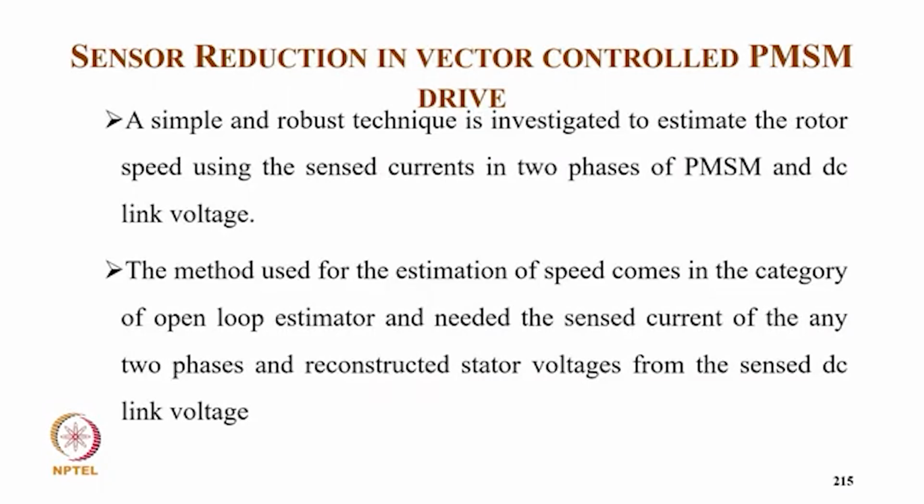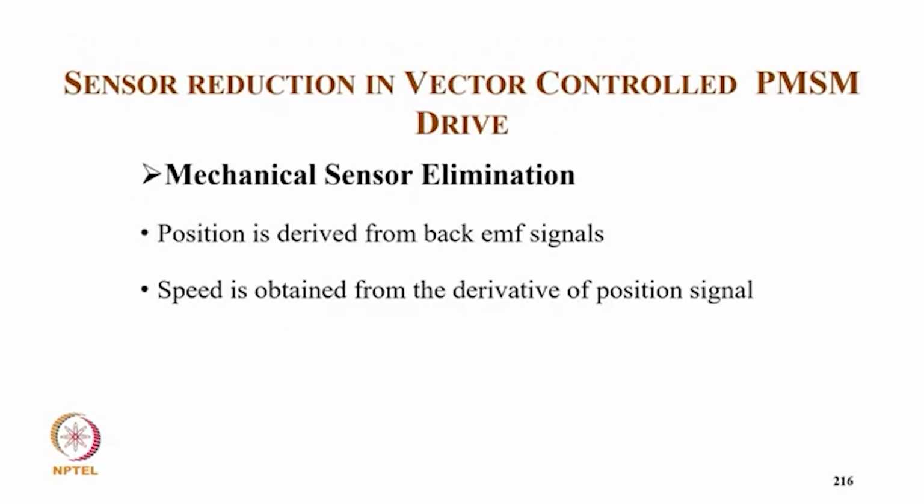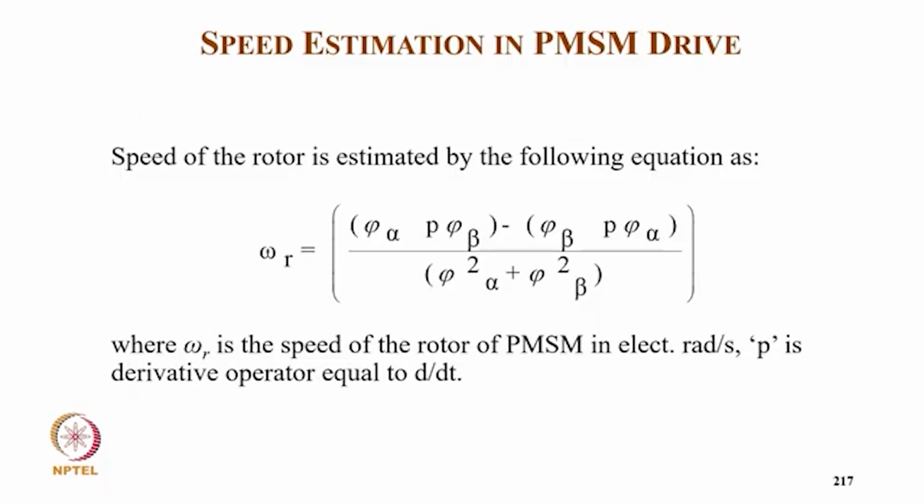A simple and robust technique is investigated to estimate the rotor speed using the sensed current in 2 phases of the PMSM and the DC link voltage. The method used for estimation of speed comes in the category of open loop estimators and needs the sensed current of any 2 phases and the reconstructed DC voltage from the sensed DC link voltage. So now coming to mechanical sensors, the position is derived from the back EMF signal and speed is obtained from the derivative of the position signal.